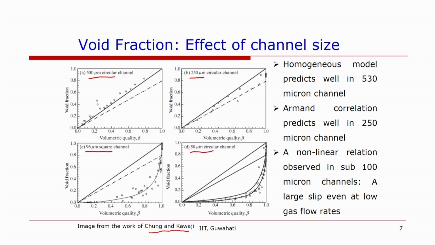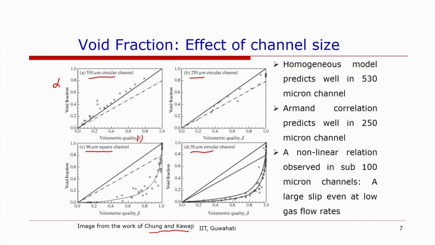And they found that for the millimeter size channel, you can look at it, on the y-axis is plotted alpha, and on the x-axis the homogeneous void fraction, or beta, has been plotted. They look at that the homogeneous void fraction is good for the 0.5 millimeter or 530 micron size channel.